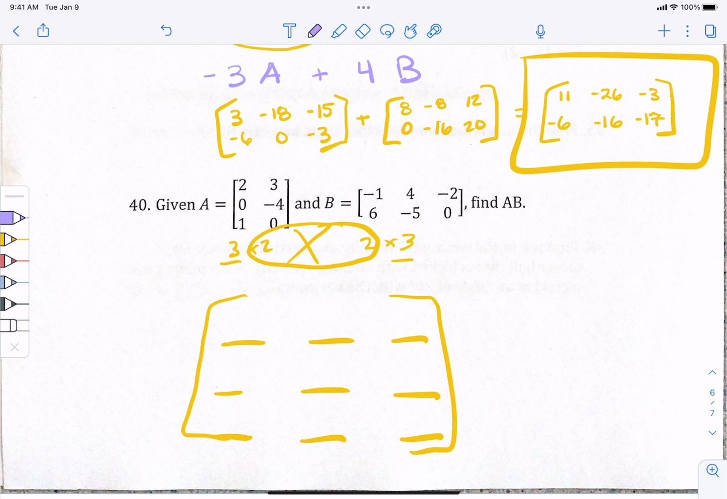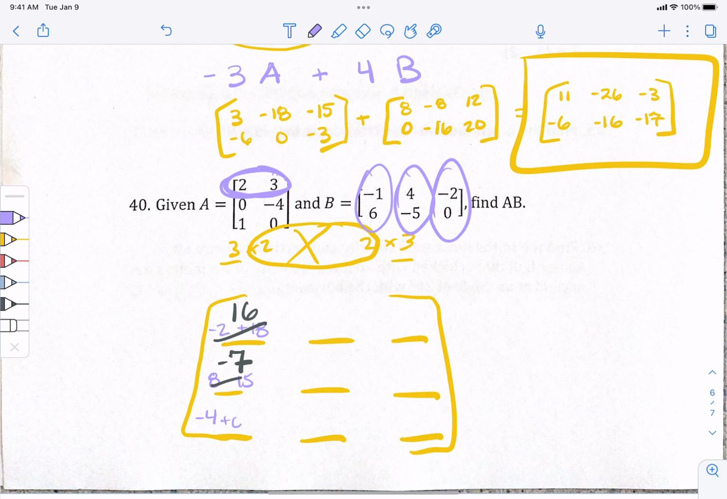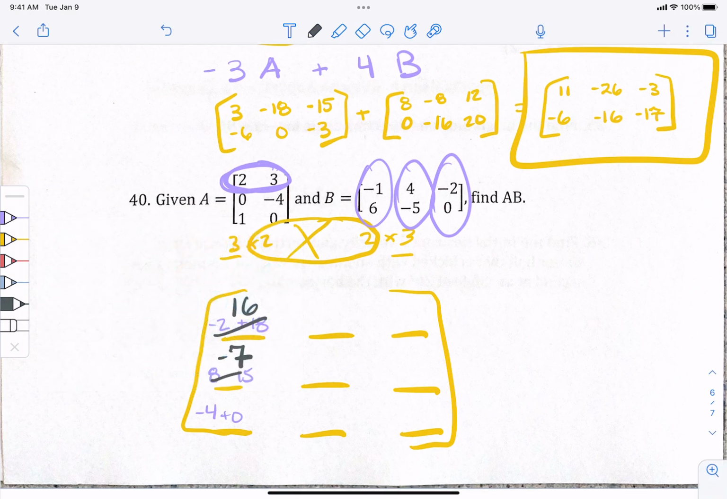We start with the top row and multiply by the column. So 2 times negative 1 is negative 2, 3 times 6 is 18, so this first cell is going to be positive 16. Then I go 2, 3 times 4, negative 5. That is 8, negative 15, and that answer is going to be negative 7. Then I take 2, 3 times negative 2, 0 is negative 4 plus 0. So negative 4.